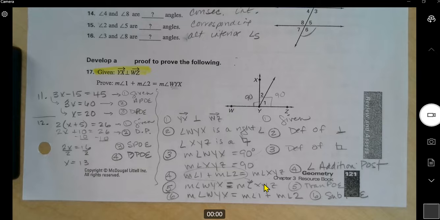So if you're keeping track of justifications in your proof pantry, make sure you have the definition of perpendicular, the definition of right angles, the angle addition postulate, the transitive property, and that's got to be of equality because it's numbers, not things. And then my substitution property of equality.